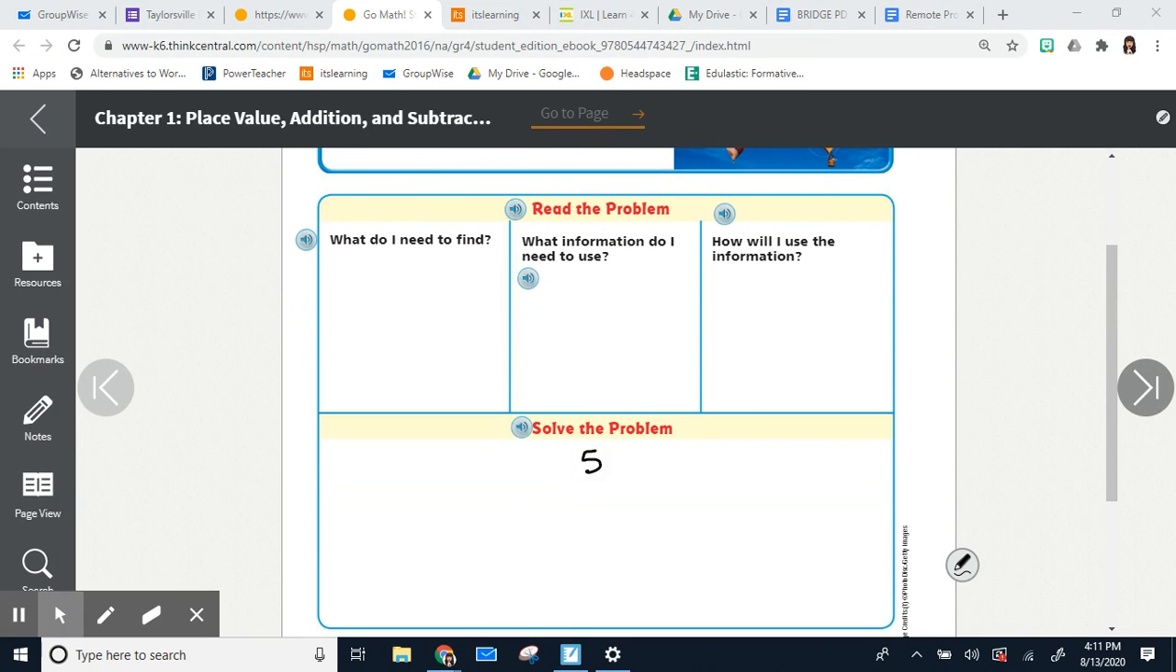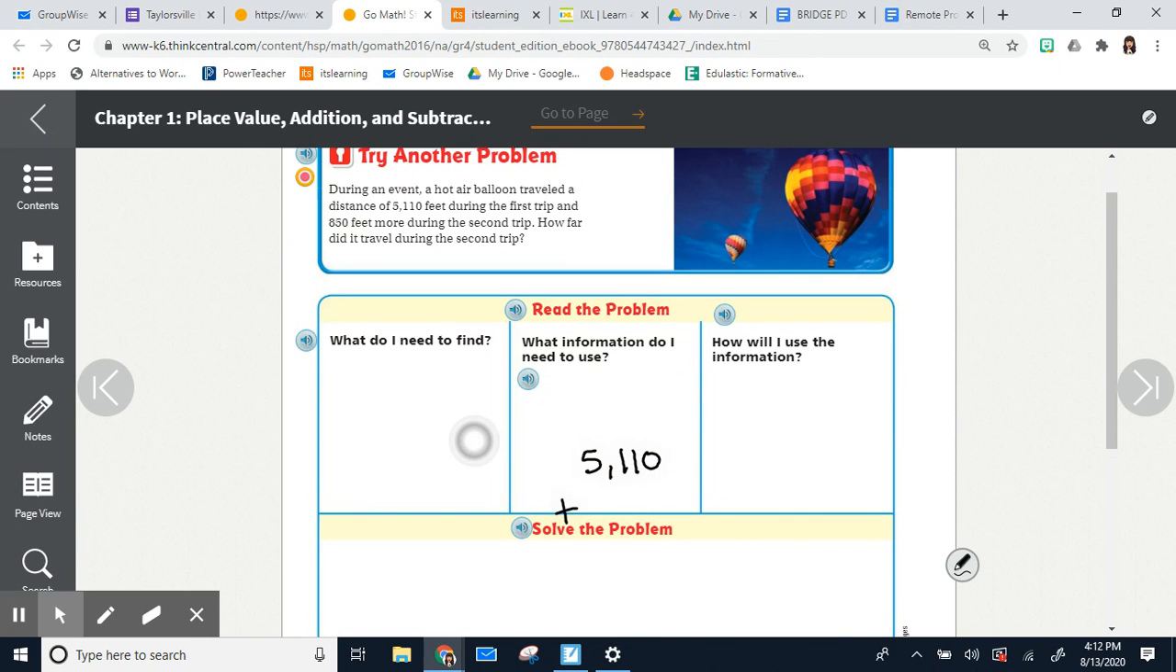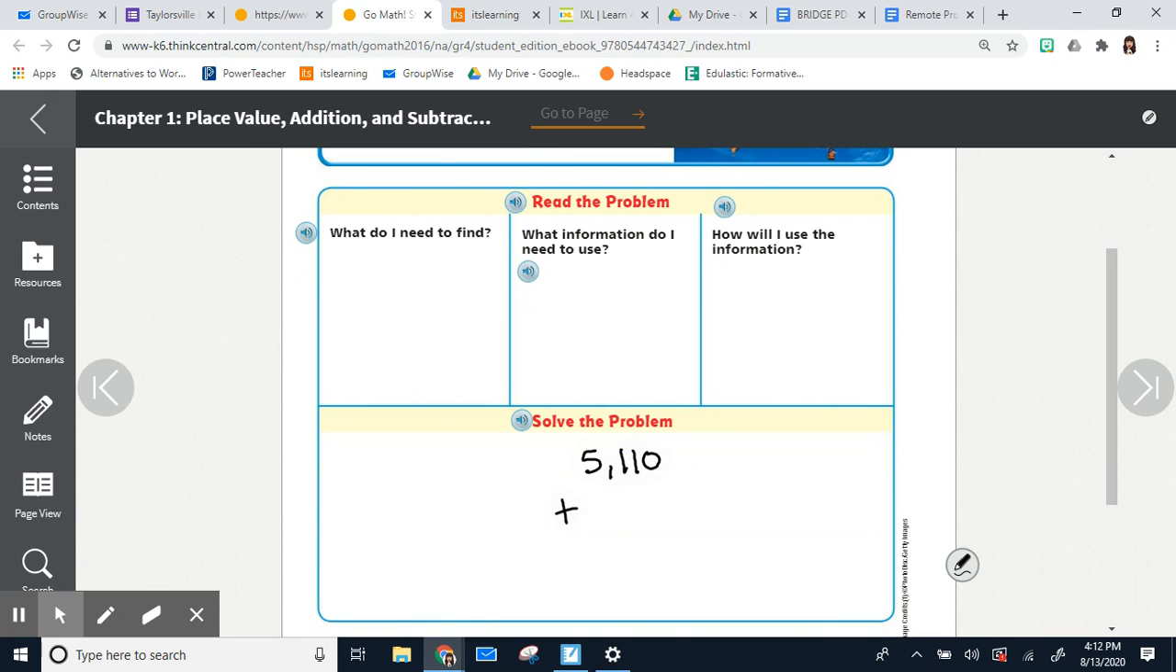Okay, 5,110 plus, just taking a peek, 850. Okay, 0 plus 0, 0. 1 plus 5 is 6. 1 plus 8 is 9. So 5,960 what? Feet. So that's our second trip.